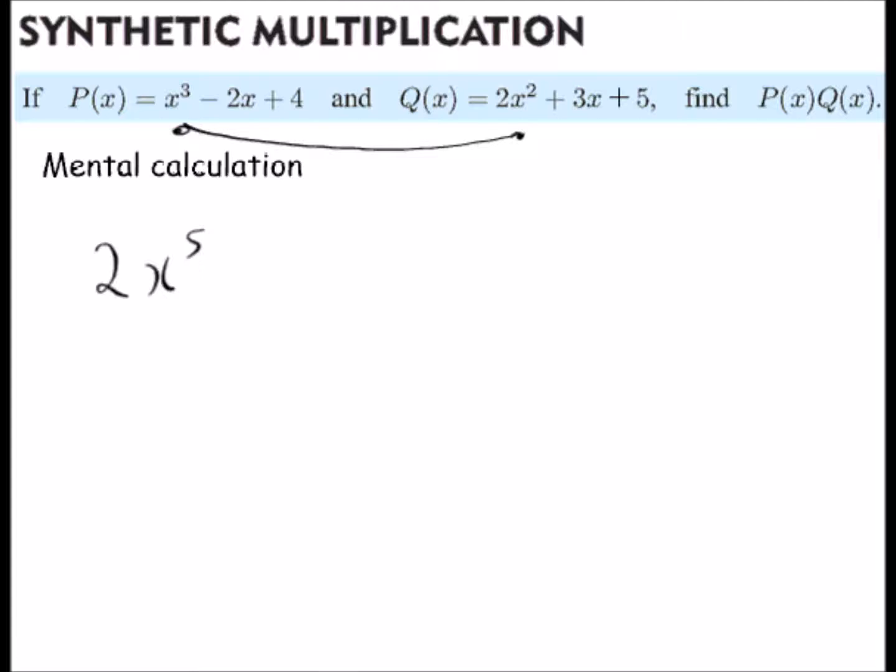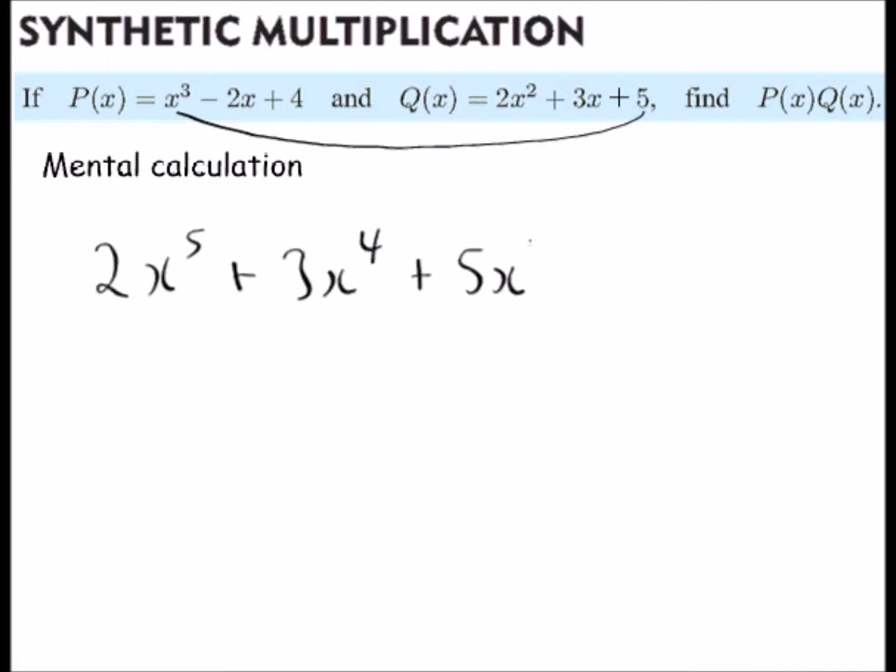Next, we consider how can we get an x power 4. Right, the only way to do that is to multiply the x power 3 by the x term. So we end up with plus 3x power 4. Next, how can we get an x power 3? Well, we can do x power 3 times 5, and that gives me 5x cubed. And I can do minus 2x times 2x squared to give minus 4x power 3.